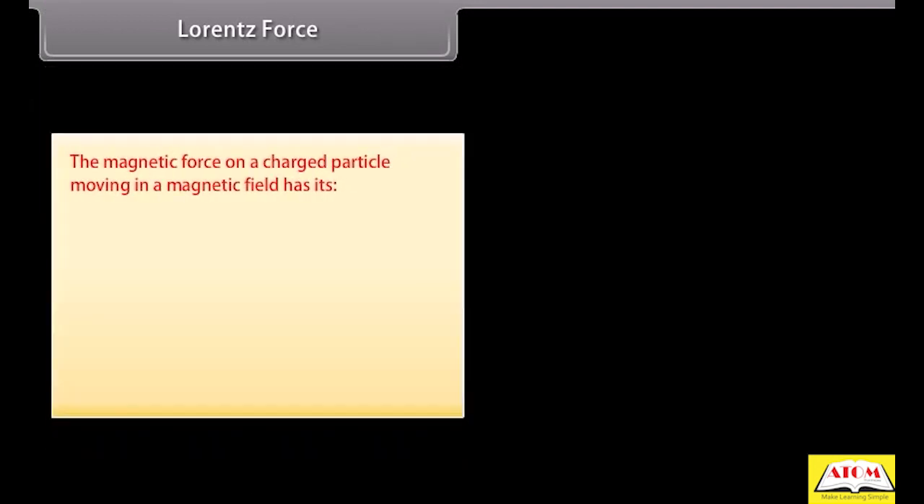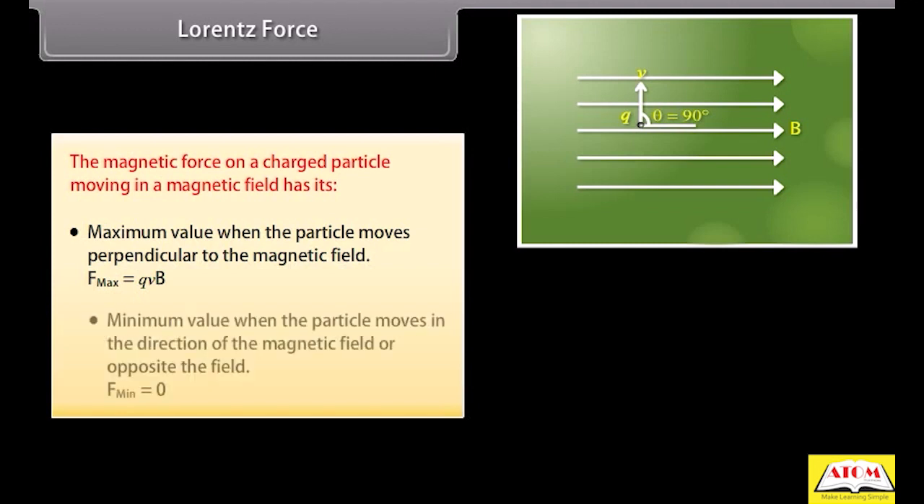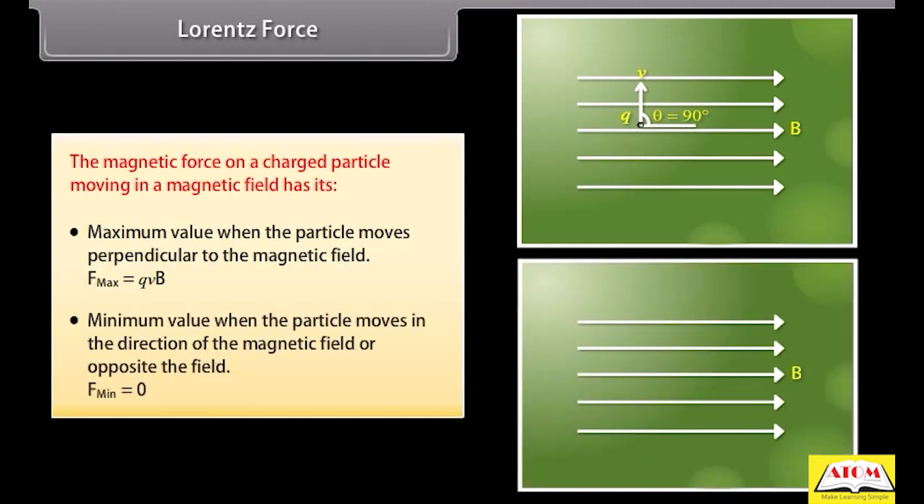The magnetic force on a charged particle moving in a magnetic field has its maximum value when the particle moves perpendicular to the magnetic field. F max is equal to qvB. It has a minimum value when the particle moves in the direction of the magnetic field or opposite to the field. F minimum is equal to 0.